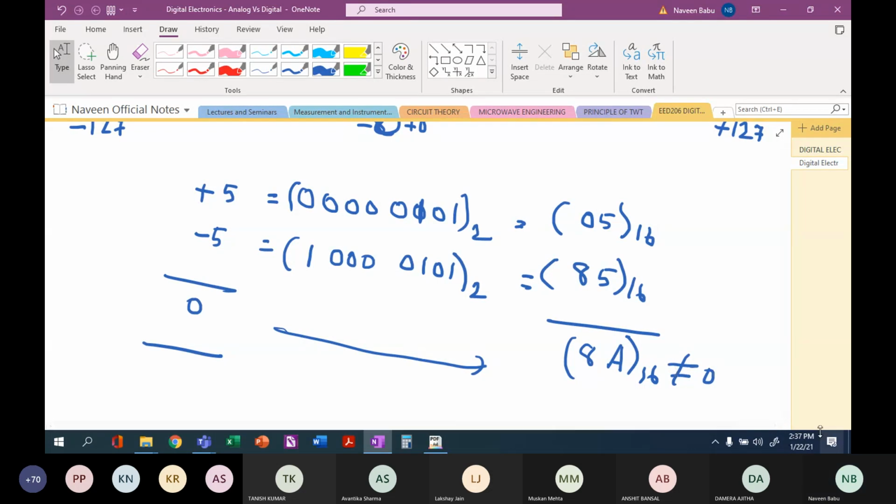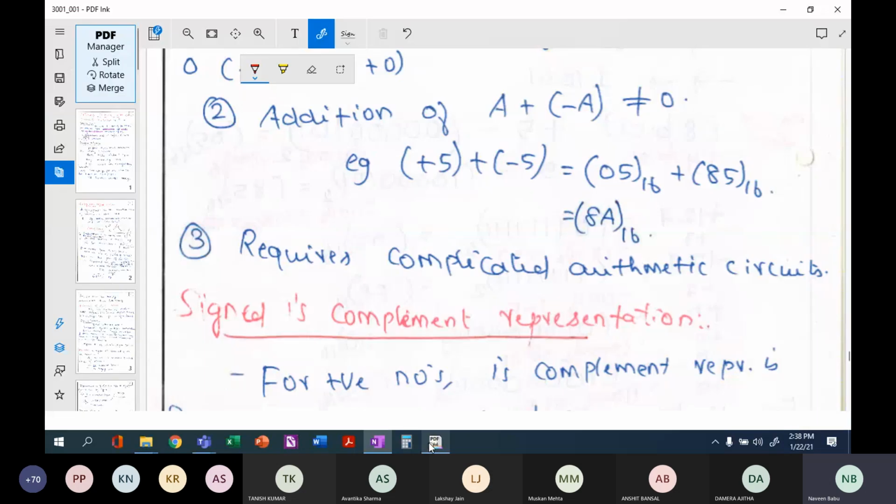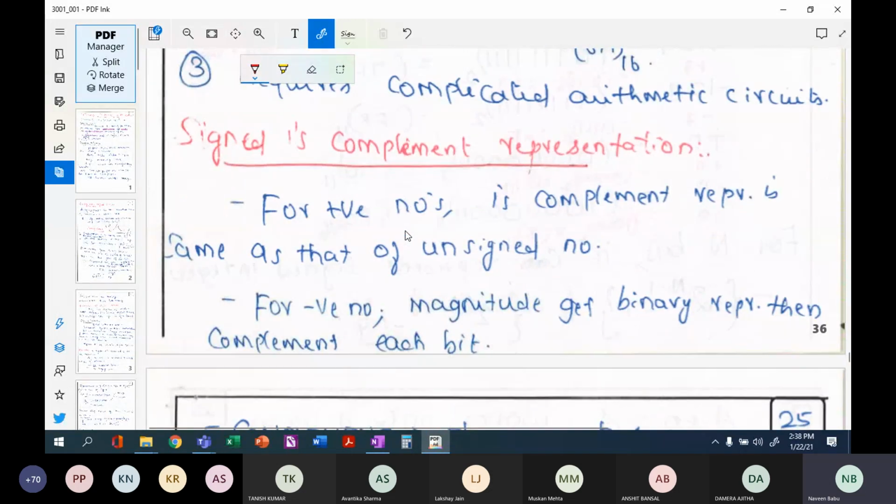Hence this is a serious disadvantage of the signed magnitude representation. Also, when you are doing arithmetic calculations, it requires complicated arithmetic circuits. If you are performing addition and subtraction, you have to create arithmetic circuits for that. So that is very difficult here.